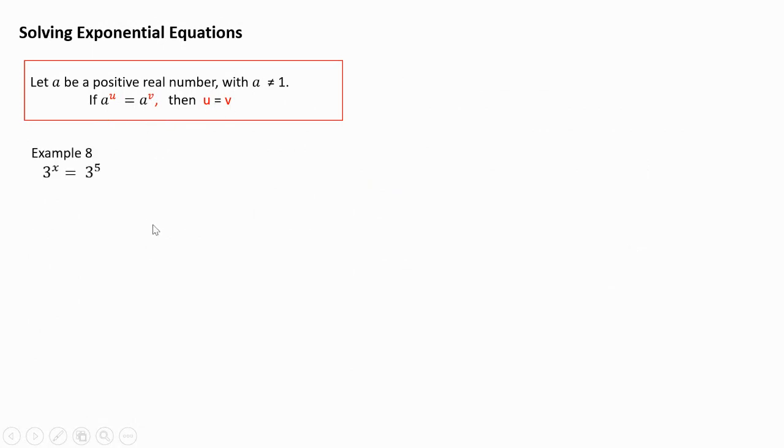Okay, let's do an example. Example A: if you have 3 to the x equals 3 to the fifth power, by applying the rule, we have the same base here. So then the exponents must equal each other.